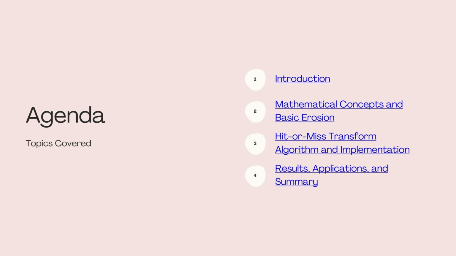First, we'll start with an introduction to understand what the hit or miss transform is. Next, we'll look at the mathematical concepts and basic erosion that form its foundation. Then, we'll go through the algorithm and implementation to see how it works in Python. Finally, we'll discuss the results, applications, and summary to review what we've learned and where this transform can be applied.